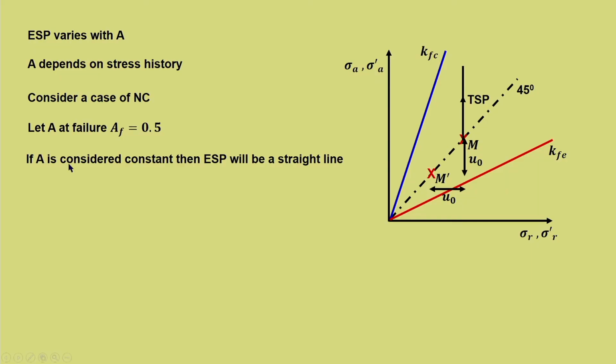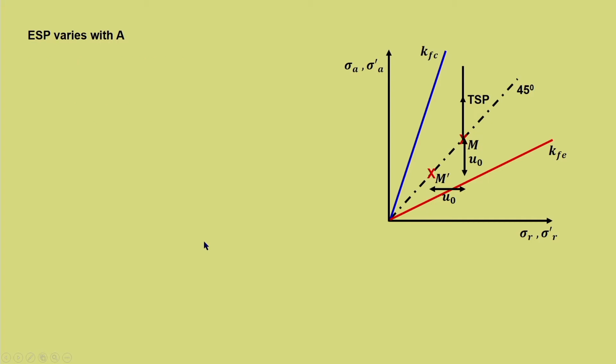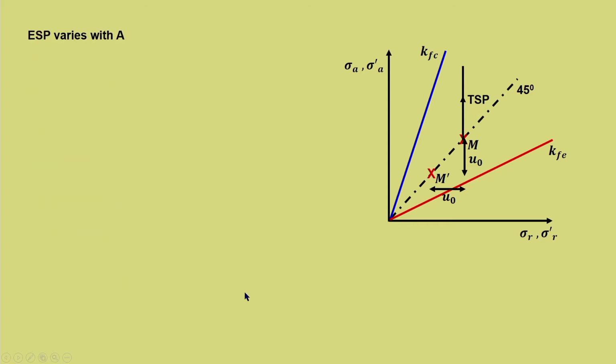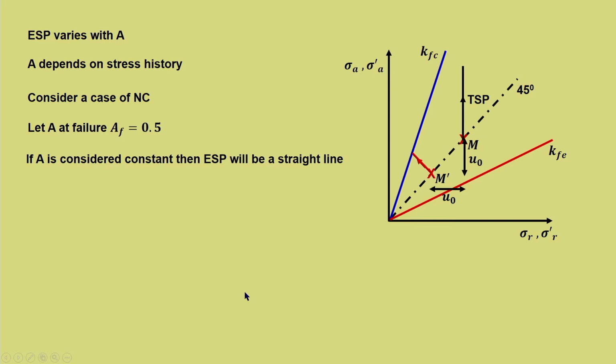But let us first discuss what happens when A is equal to 0.5. So, it will be always negative, because in the previous slide we have seen the slope which is minus of 1 minus A by A. So, if you substitute 0.5, this will be positive quantity with a negative sign. So, the slope will be negative. So, this is the negative slope which you can see, and M dash N dash represents the effective stress path for a value of, let us say, AF equal to 0.5.